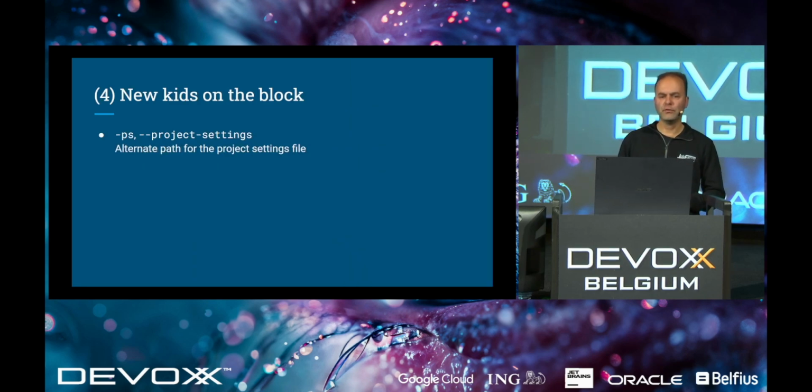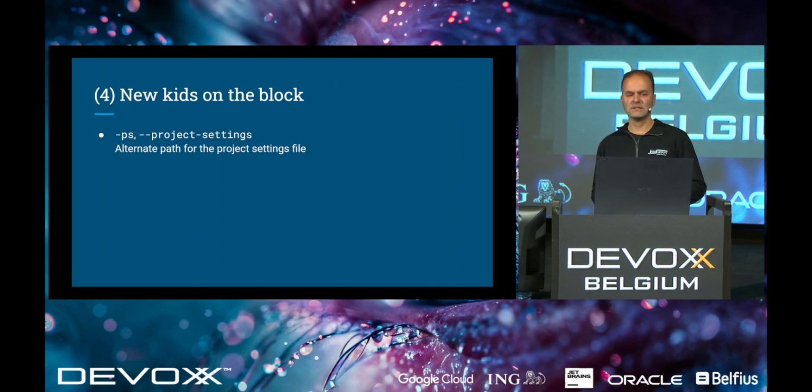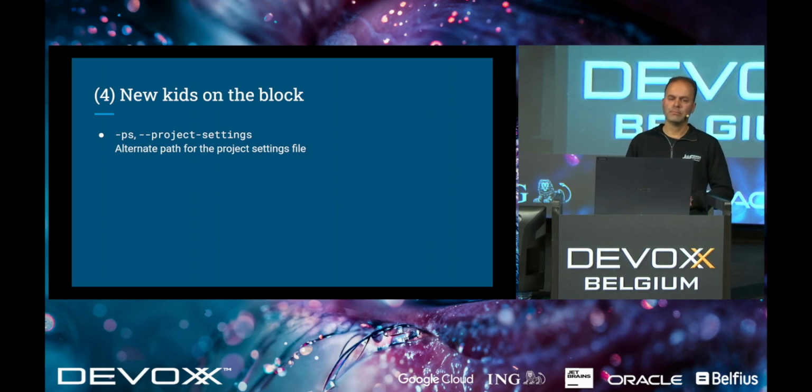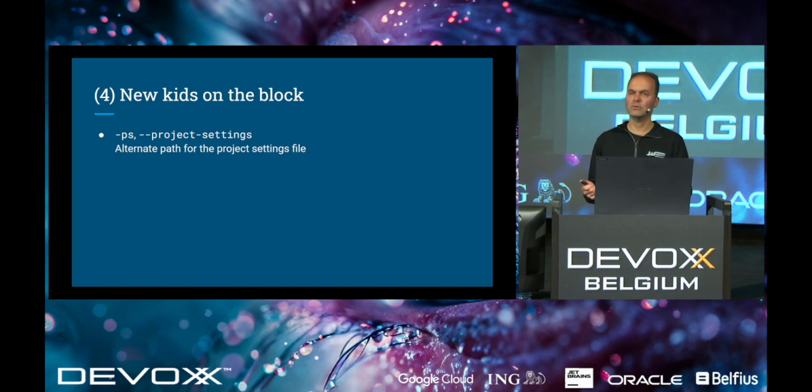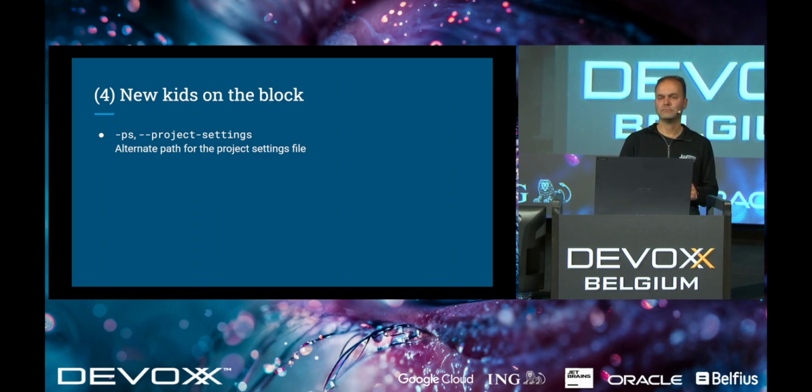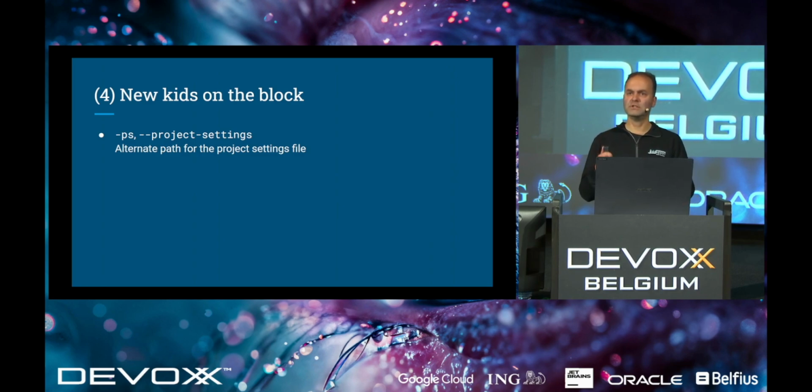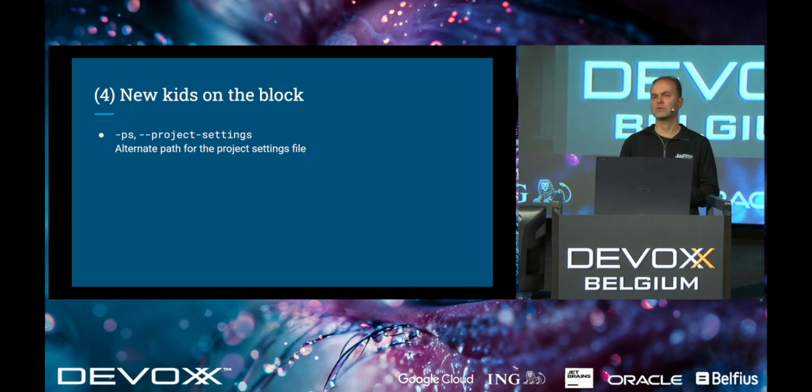Then finally, we have a few more command line arguments that we have been introducing in Maven 4. The first one is the PS argument, or project settings for short, which allows you to specify a settings.xml that is not the settings XML that ships with Maven. It is also not the settings.xml that you keep in your user directory, but it is a settings.xml that you can keep in your Git repository next to your project. Which is nice because it means you can share it with your coworkers, for instance.